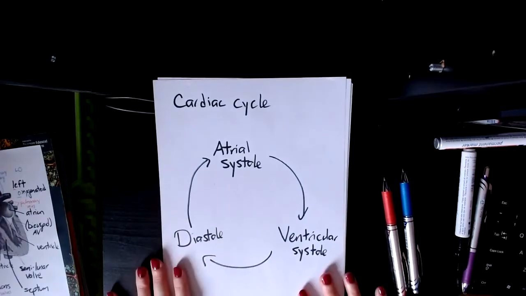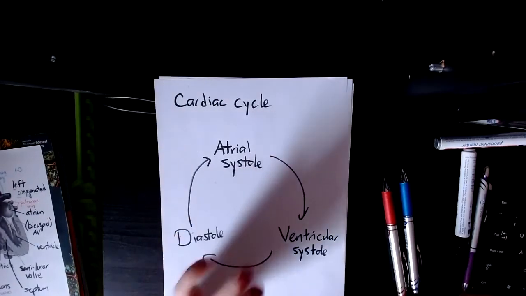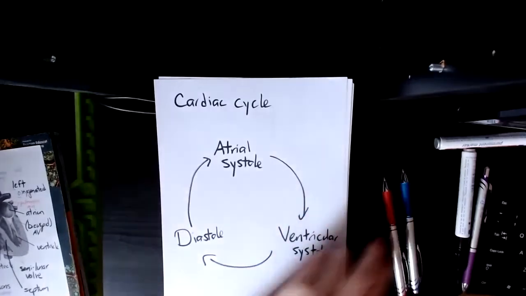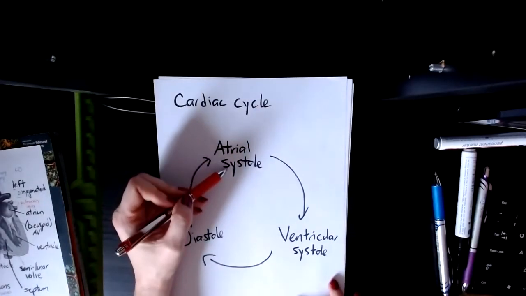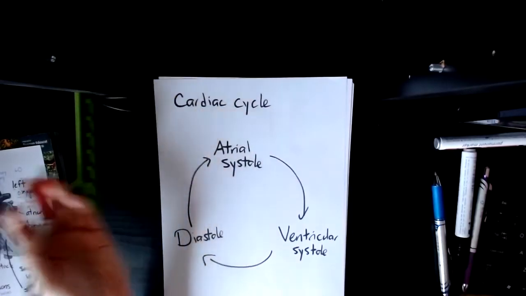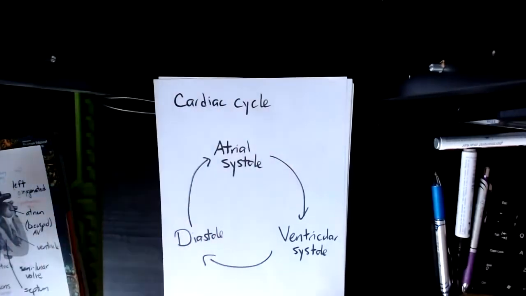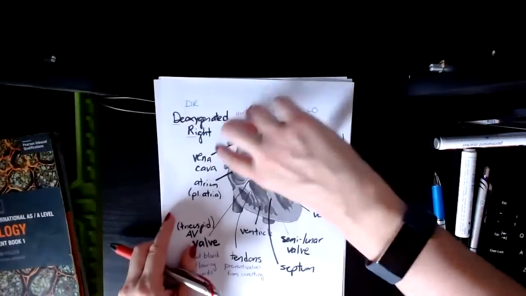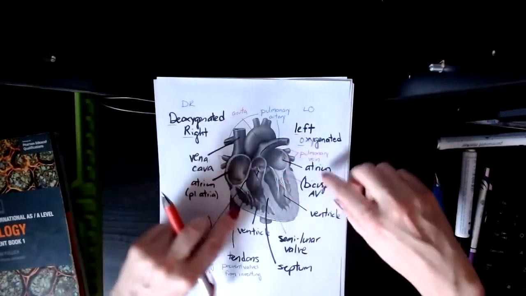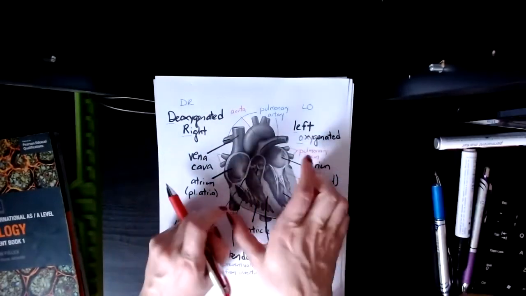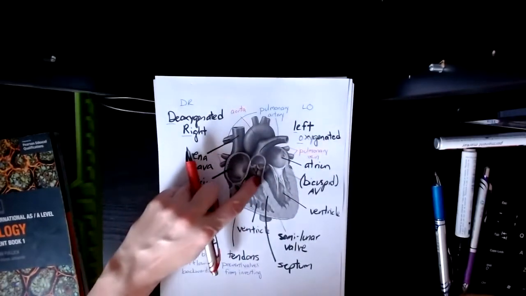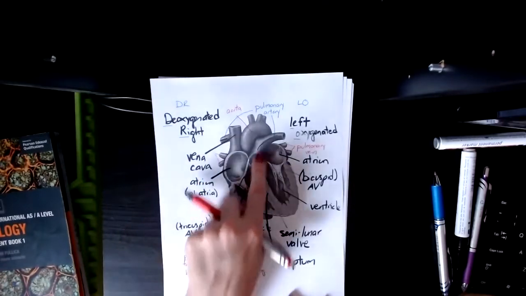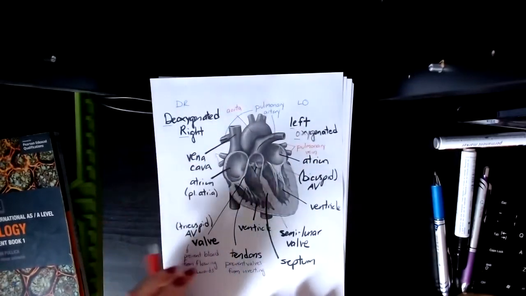Systole is just a fancy word for contraction, all right? So when I say atrial systole, what I mean is the atria are contracting, both on the right and left sides of the heart, okay? So it happens simultaneously. The atria contract, and that forces blood into the ventricles, then the ventricles contract, and that then forces blood into the pulmonary artery and the aorta, all right?